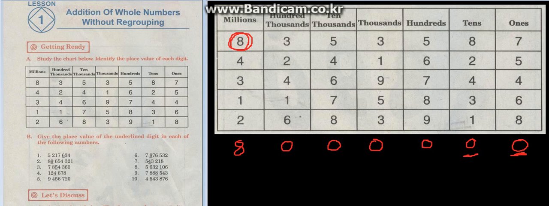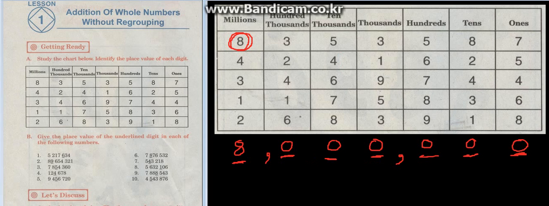This 0 is a 0 at tens column. 0 here is a 0 at hundreds column. 0 here is a 0 at thousands column. And 0 here is a 0 at 10,000s column. And 0 here is a 0 at 100,000s column. And finally, this is an 8 at millions column. So, this 8 does not just mean 8, but it's an 8 that represents 8 million.